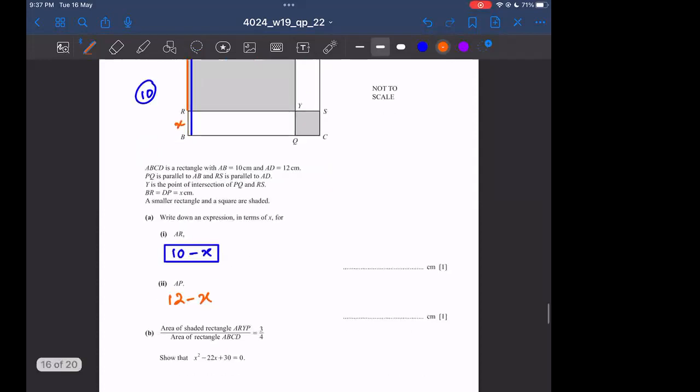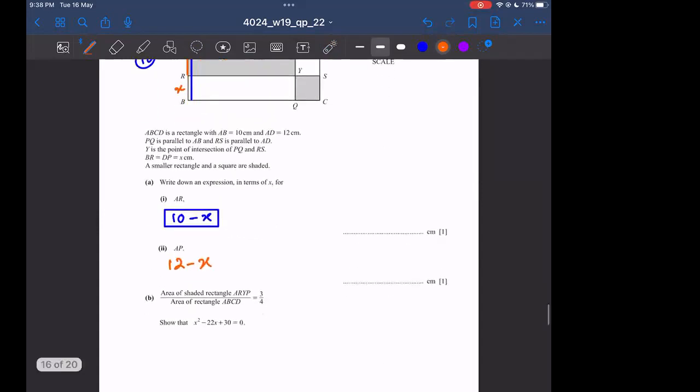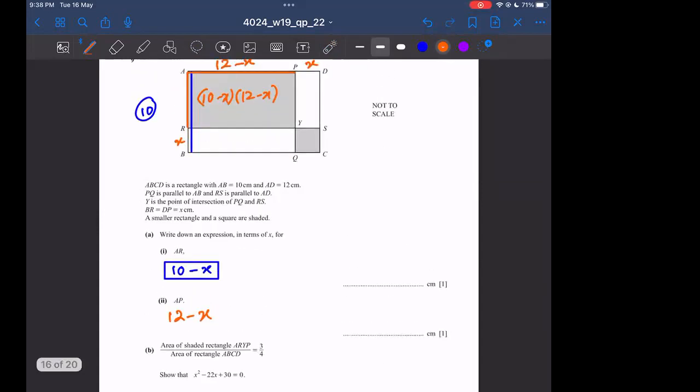Next, we have the area of the shaded region ARYP and the area of the rectangle ABCD is 3/4. Show that X square minus 22X plus 30 is equal to 0. The area of the shaded rectangle ARYP is going to be length into breadth. What is length? 10 minus X into 12 minus X. This is the area of this rectangle.